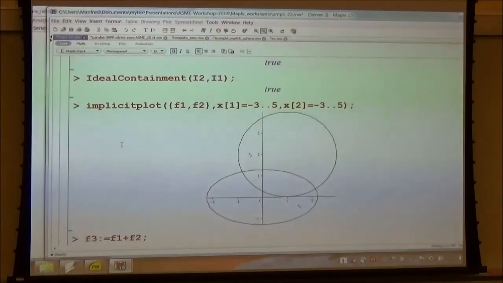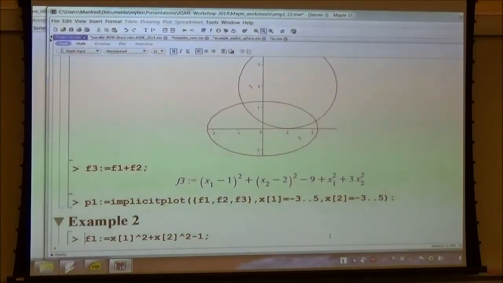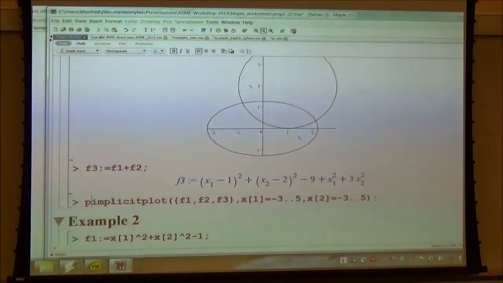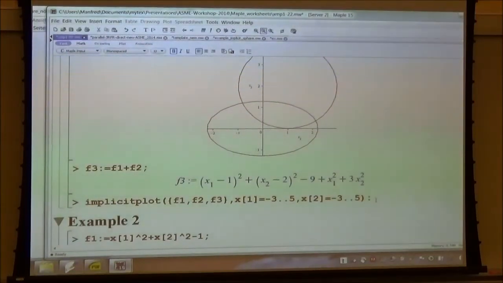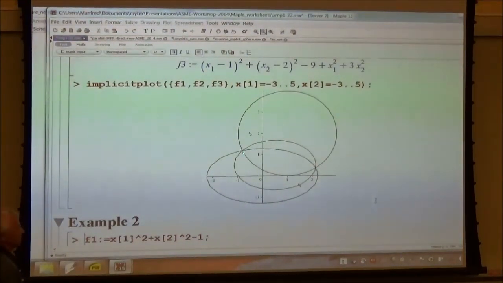Just a notion, but of course you can create the sum. You can make an implicit plot of this new F3 polynomial and so on. We plot all three of them. And what you will see is that there is a third equation now created, but the third equation passes through the same intersection points. So this is what you can create with an ideal, and this is what is behind it.